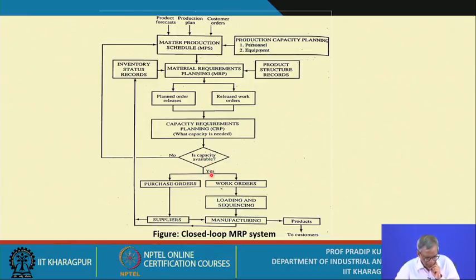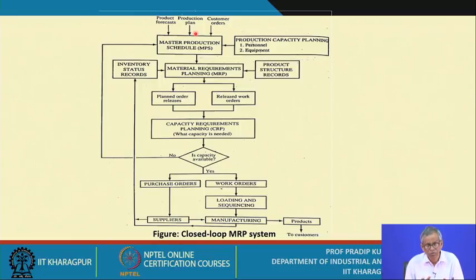If it is yes, then obviously you go for the purchase orders and you go for the work orders. If it is no, then obviously you need to change the master production schedule, because it should match with your capacity. Is it okay? So the capacity planning is a very important issue to be considered before you become ready for the MRP systems. So it is closely linked.